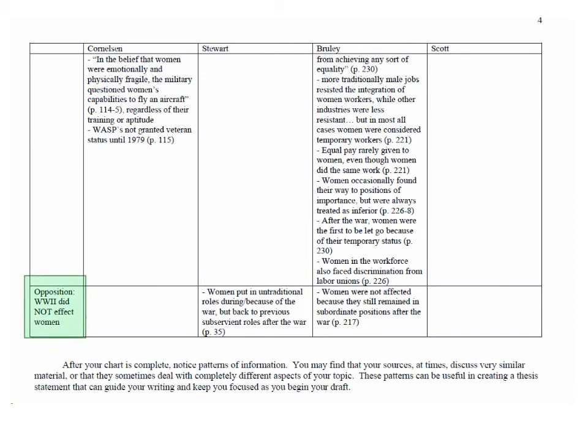You'll also note that the opposing viewpoint isn't necessarily represented in its own sources. As you can see, this chart points out quotations and paraphrases from the sources that might suggest that times have not changed very much for women. After your chart is complete, notice patterns of information. You may find that your sources at times discuss very similar material, or that they sometimes deal with completely different aspects of your topic. These patterns can be useful in creating a thesis statement that can guide your writing and keep you focused as you begin your draft.